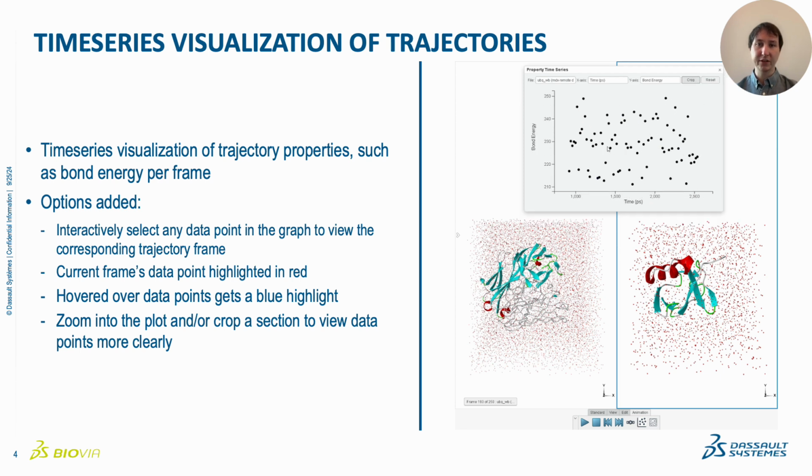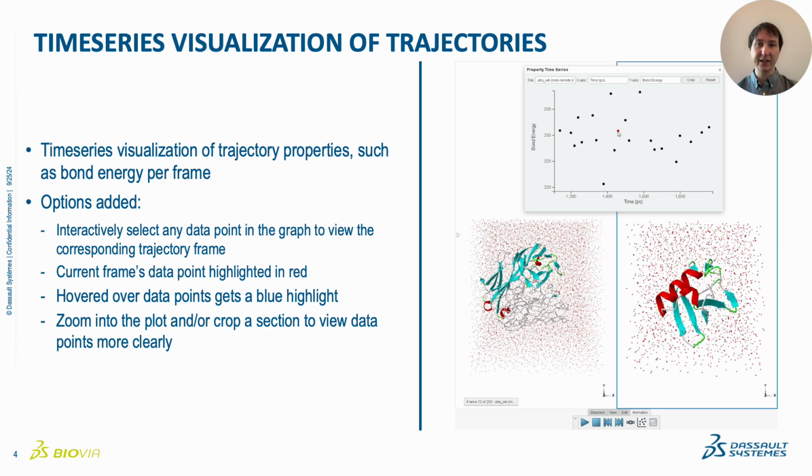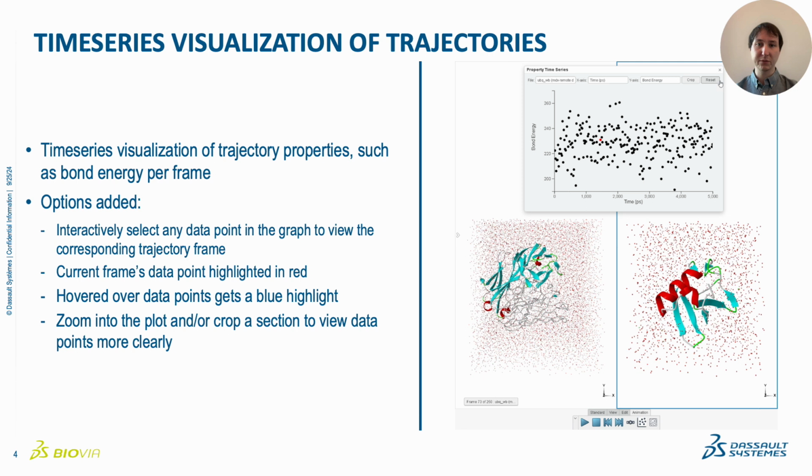In the graph view, the currently displayed frame is highlighted in red and updated as the frame is changed. To make selecting a data point easier, the currently hovered over data point is displayed in blue. The graph view also has the ability to be zoomed into and have a specific section of the data cropped into to make displaying and interacting with the data easier.